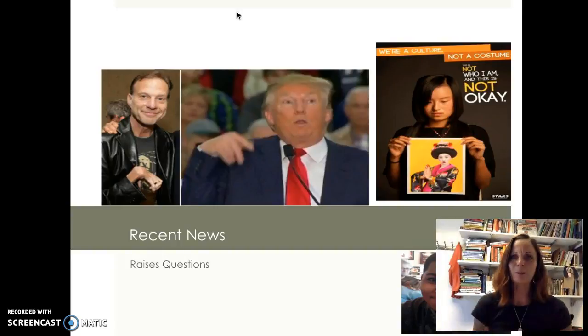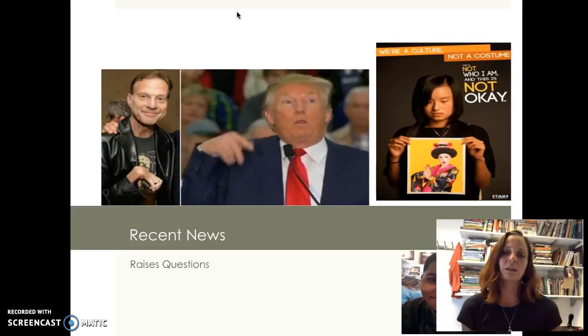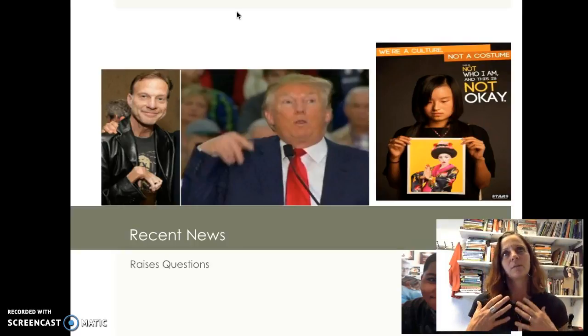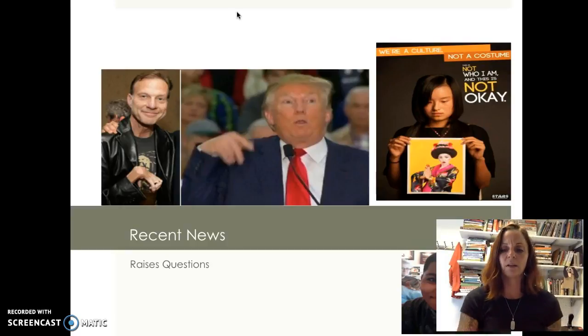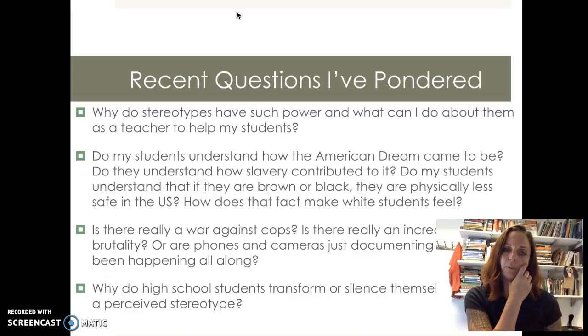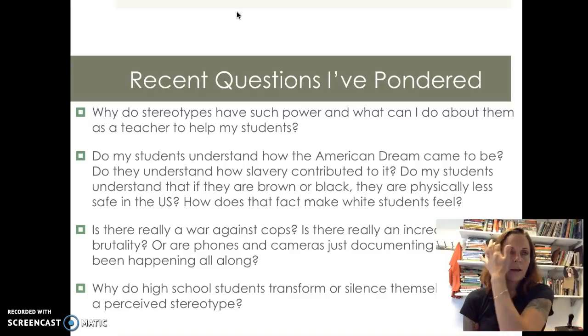So in the recent news, these pictures are kind of hard. In the recent news, there's been a lot of issues that have come up regarding stereotypes, whether it's Halloween costumes, the campaign, or incidents of police abuse like Tamir Rice. So I've been pondering these questions about stereotypes, and I'm wondering why they have so much power, and how my students may view those in relationship to the American dream.